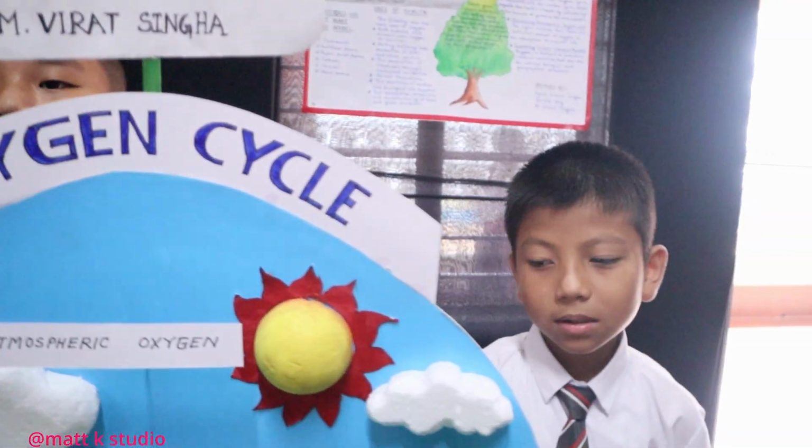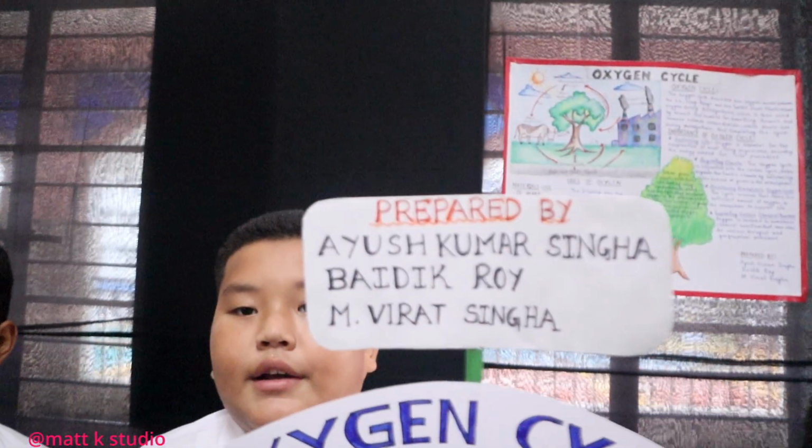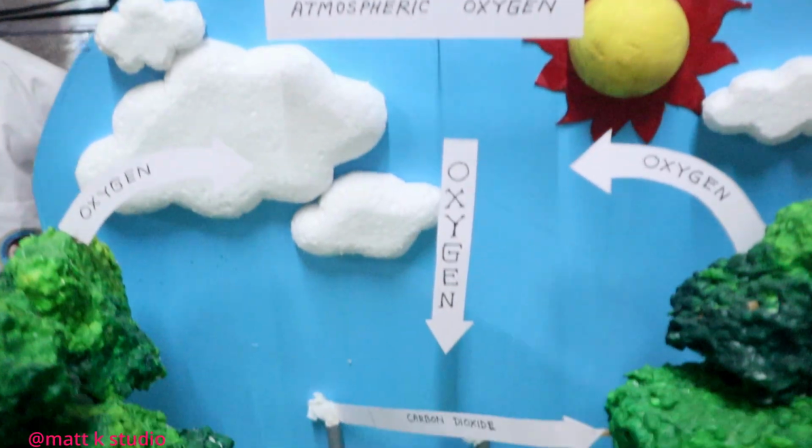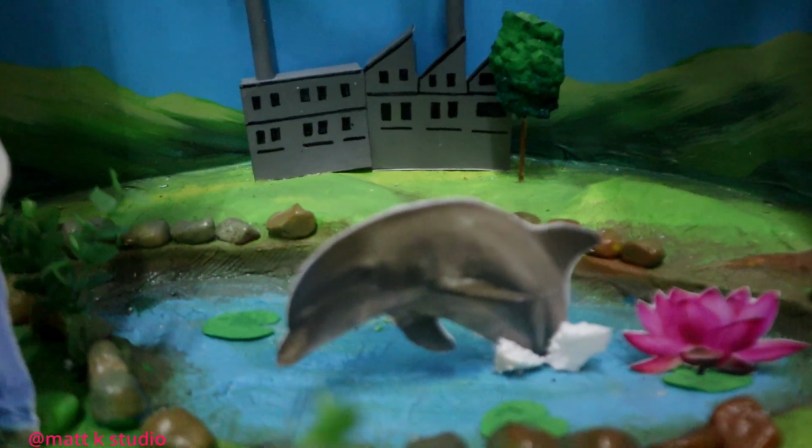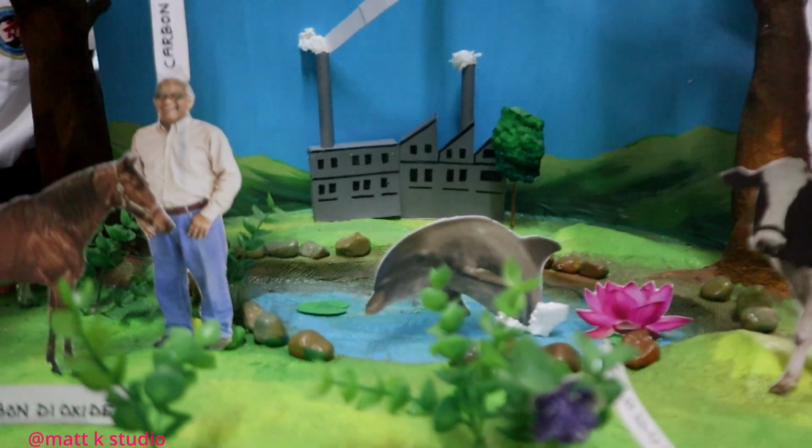But before going to the oxygen cycle, let us first know what is oxygen. Oxygen is an important element found in the Earth's atmosphere. It is found in gaseous form and forms a very essential component for all the living beings dwelling in the Earth's crust. Now, over to Vaidik.